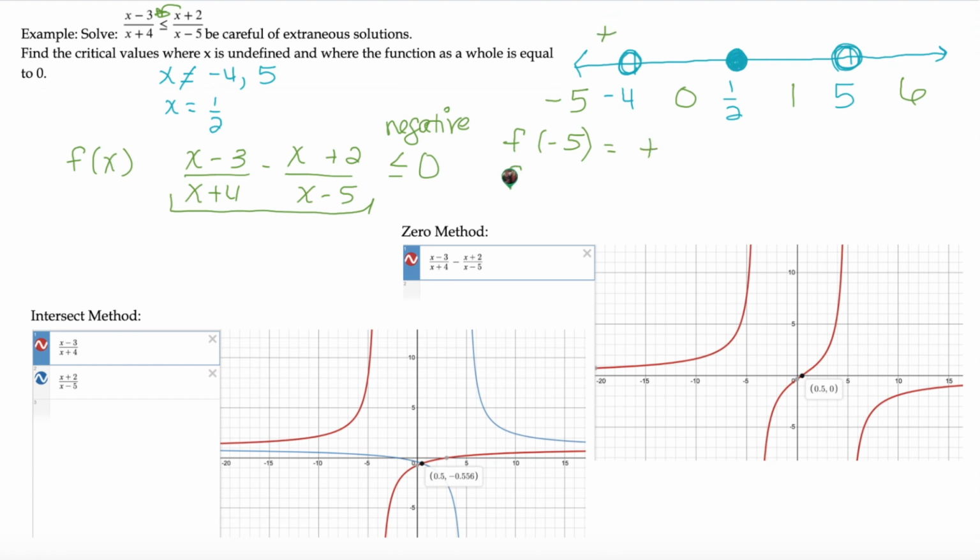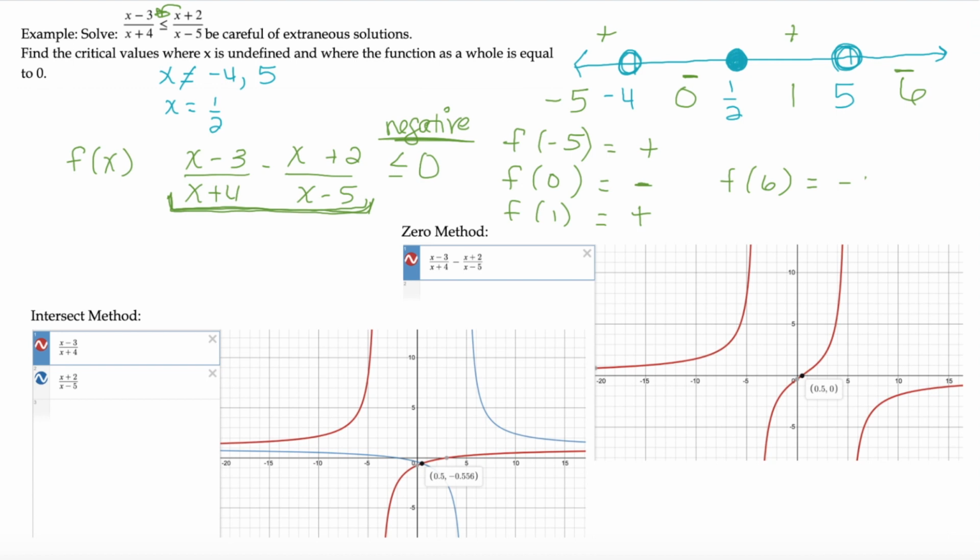When I evaluate at 0, I end up with a negative value. When I evaluate at 1, I have a positive value. And when I evaluate at 6, we have a negative value. Not -1, just a negative value, excuse me. Doesn't matter what the value is, it's just positive or negative. We're looking for where our value is negative in our solution set.